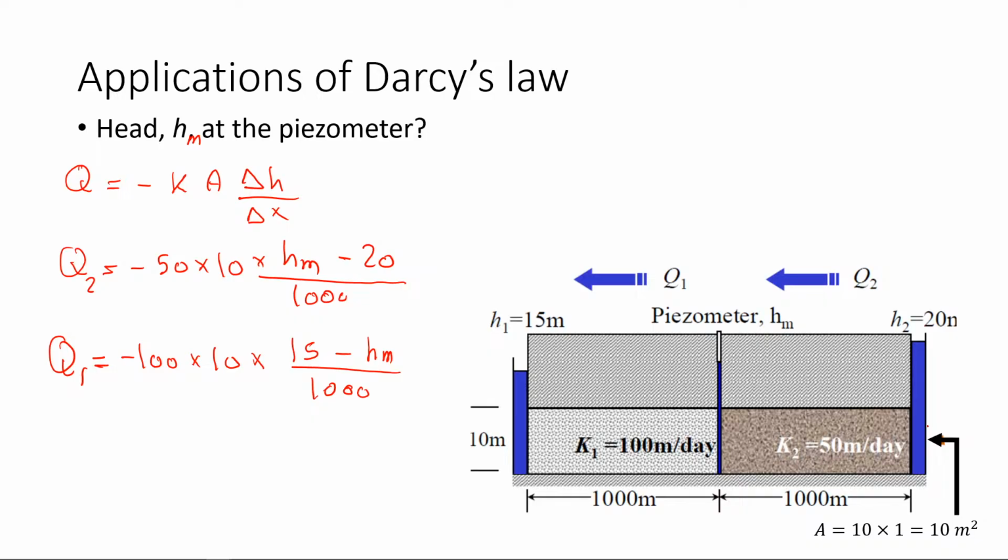So let's see here, this is the Q that's entering here. Let's call it Q naught, for example, Q0. What is this one?